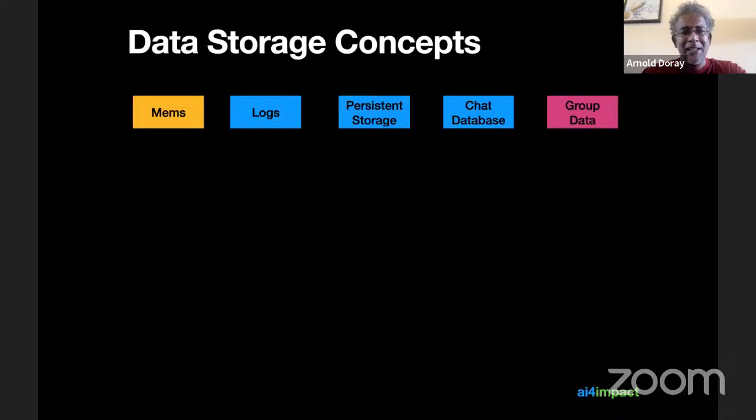First of all, let's talk about some data storage concepts. You already know what MEMS are. They're these things that you put into your chatbots and you can store data temporarily. And you also know what logs are as well. They store logs. It's actually a file on the server, and you can dump data into the log files. But today we'll focus on two other things called persistent storage and the chat database. And last of all, we will talk about the ChatGPT connector.